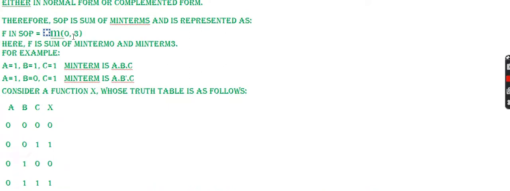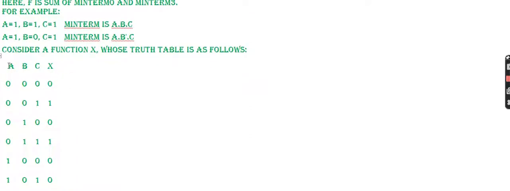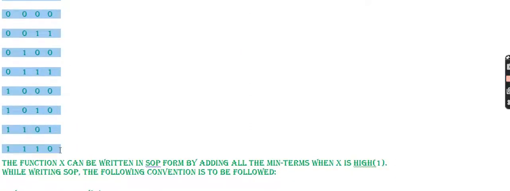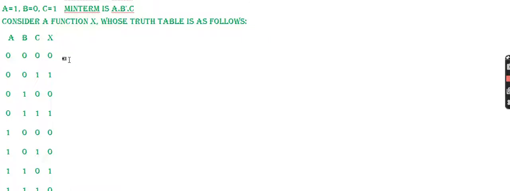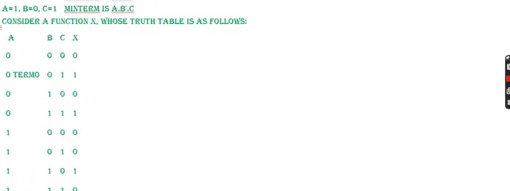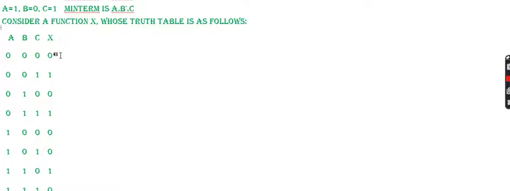This is different. I expressed this simply to let you know the basics of SOP form. But here, for this truth table, if you want to write an expression, please observe here. Here it is the 0 term. This is the first term, second term, third term, fourth term, fifth term, sixth term, seventh term.